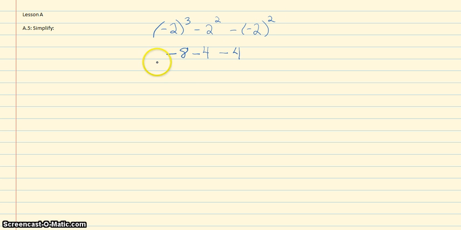Then I'll just combine these together from left to right, just like you would read. So -8 minus 4 is -12. I'm moving that -4 down. -12 minus 4 is -16. And that is our expression simplified.